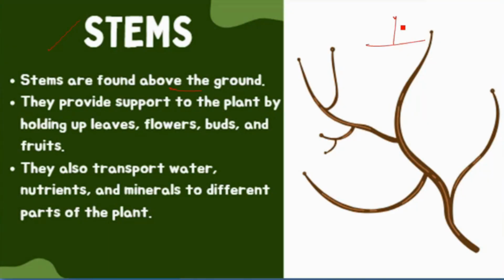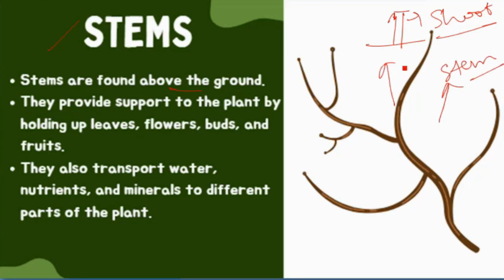Stems are found above the ground. And this is the main part of the shoot. And what does the stem do? Stem conducts water and mineral to other parts of plants. The water and mineral absorbed by the roots is further transferred by the stems.